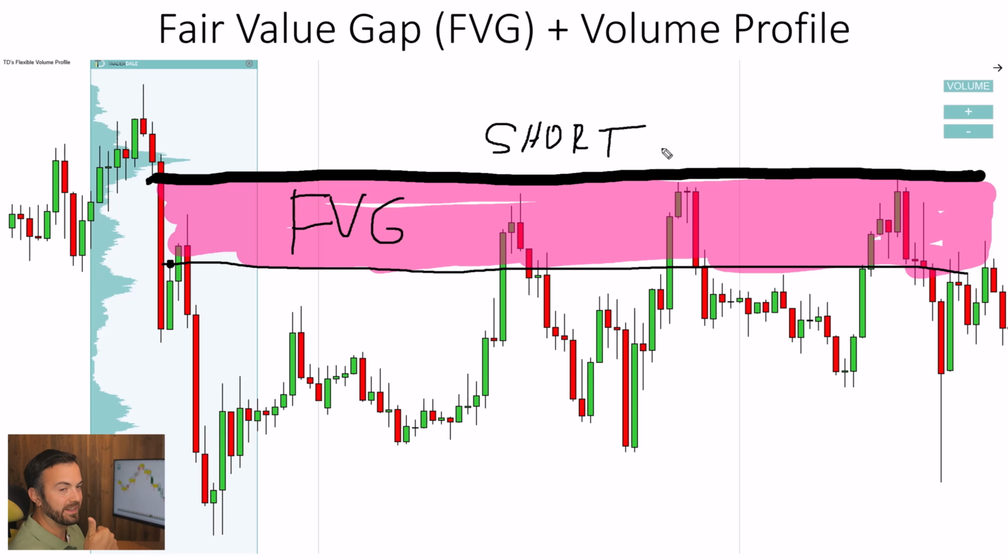Fair value gap is the first thing that you need to see. The second thing is the volume profile. So you need to use flexible volume profile, or if you, for example, use TradingView, then it's called fixed range volume profile. It is essentially a volume profile which you can move around the chart to see only into specific areas you are interested in, right? In this case, I'm interested in this little rotation before the fair value gap formed. And what I need to see is a significant volume cluster, like this one.